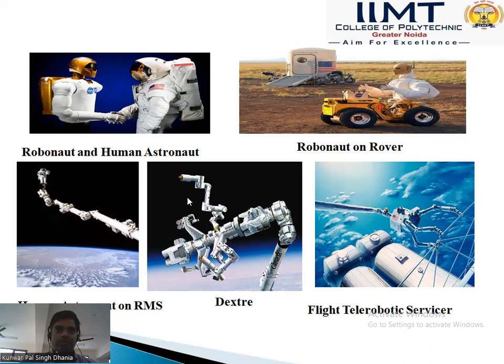Dextre, it has several arms. It is fitted on this. It is called Dextre. Flight telescopic services. So these are the flight telescopic services. So these are the different types of robots which have been used in different types of industries, space, and other fields.